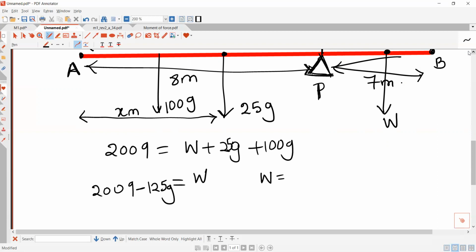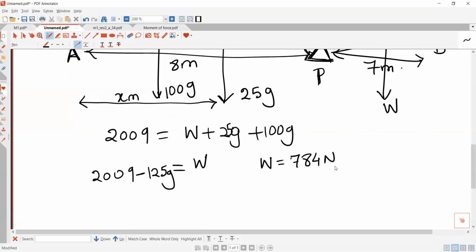You did this much. Okay, Tanisha did it somewhat. Okay, Tanisha, are you listening now to what I'm saying? What is the value of W? 784 Newton. Can you guys confirm that? Yes. Okay. W is 784 Newton. Done. So W is known to us.